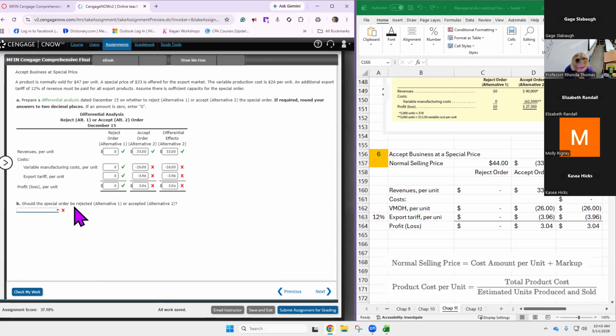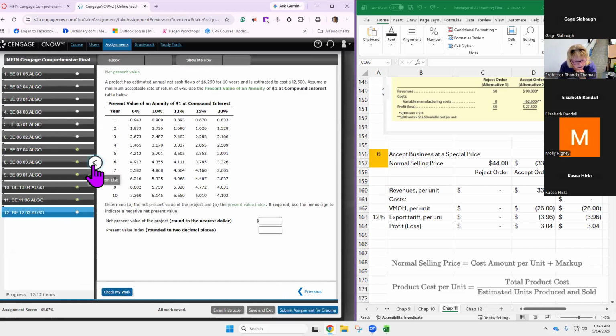It says, should we accept the special order? The fact that these come out a profit, right? Anything below a profit or zero, I think would be no, right? So if you shut this down and didn't do anything, you would be worse off because you wouldn't have this $3.04. So the fact that this is a positive number above zero usually indicates that you'll accept it. Okay, you'll accept it.